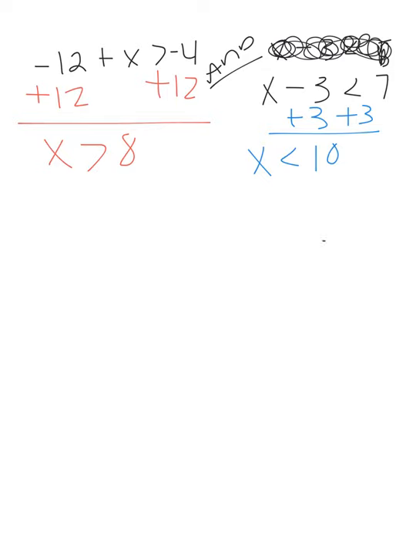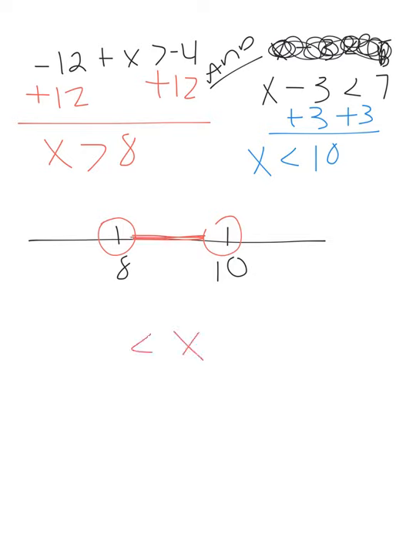So we have a nice little graph. They're both open circles. And it's greater than 8 and less than 10. Not a lot of values here. And there's your compound inequality.